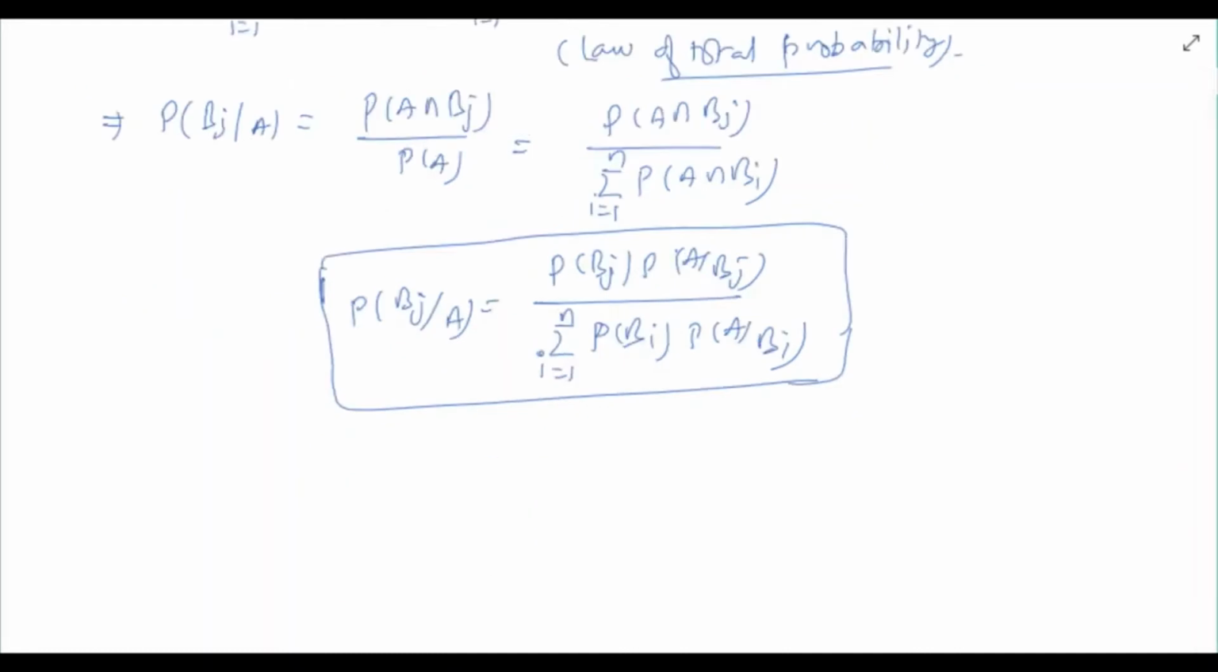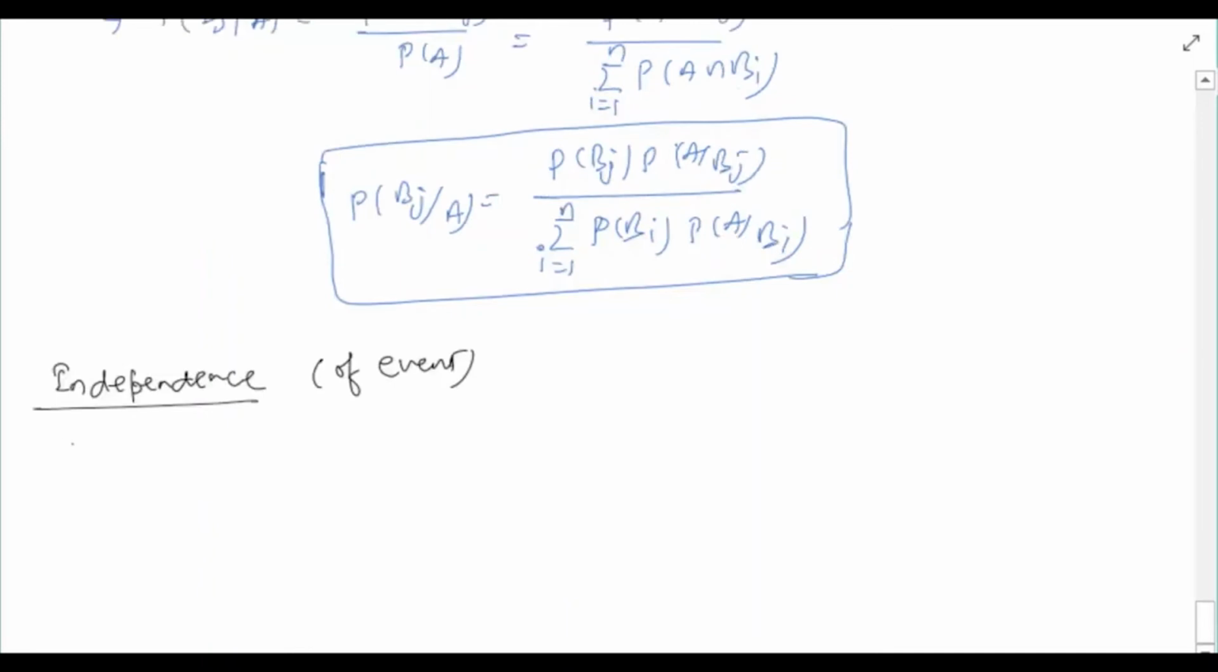Let us now move to the next notion, that is of independence. In the forthcoming lectures, we will study independence of random variables. So just to distinguish this notion, we explicitly say here independence of events. Let's define what we mean by independence of events.